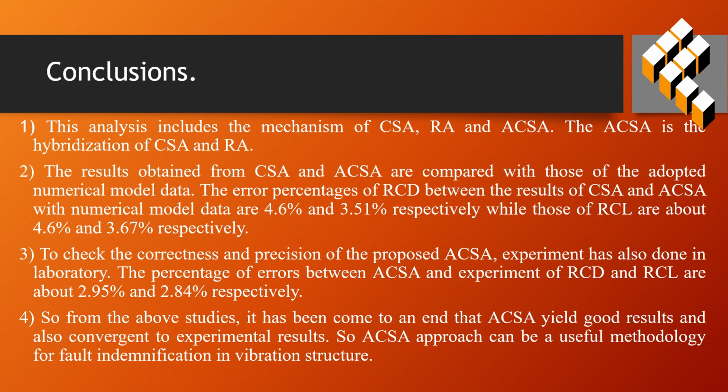You see what we are getting at the end of the study. This analysis includes the mechanism CSA, regression analysis, ACSA. The ACSA is the hybridization of CSA and RA. The results obtained from CSA and ACSA are compared with those of the numerical model, which we have already shown in the table. The error percentage of RCD between the results of CSA and ACSA with numerical model data are about 4.6 and 3.51 respectively, while those of RCL are about 4.6 and 3.67 respectively.